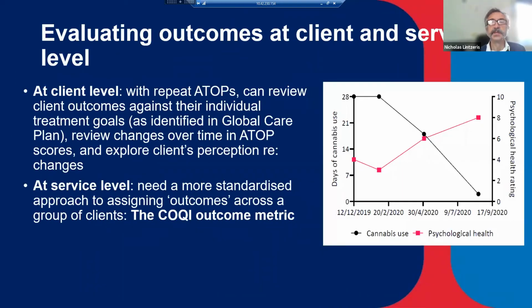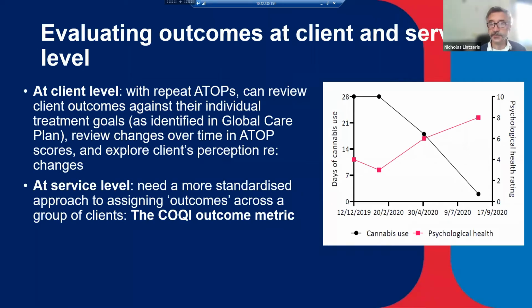Now, a key issue with understanding whether or not a client has made significant improvements or has deteriorated over a period of time, I suggest we can always think of this in two ways. One is at an individual client level. And at an individual client level, it's really about working with the client and reviewing repeat ATOPs that are done over time. Sitting down with the client and looking at what the client's goals were for a particular domain.